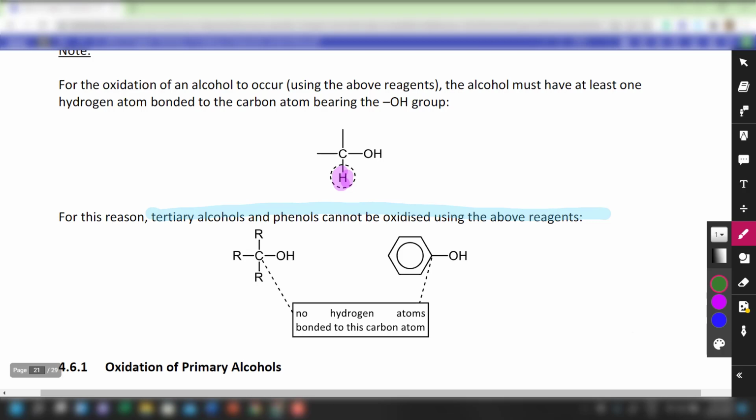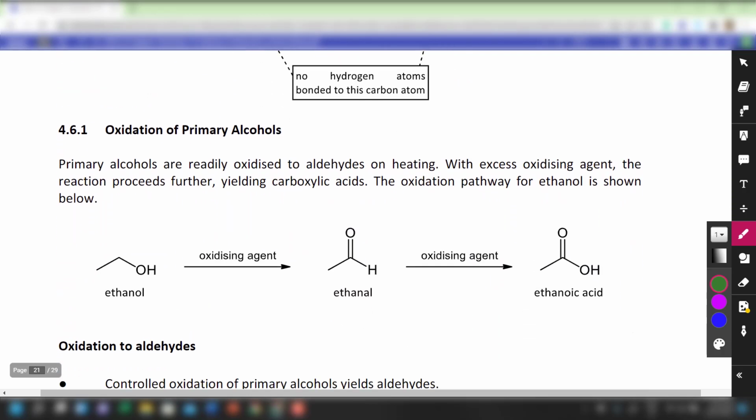How do you know? Because potassium permanganate changes color to brown. Okay, and phenol can also be oxidized if I'm going to use 1,4-dihydroxy phenol, which can undergo redox, but we'll deal with that later. Okay, so first of all, oxidation of primary alcohol.